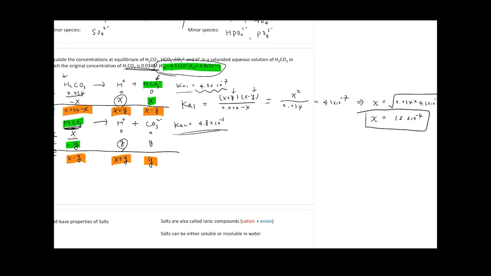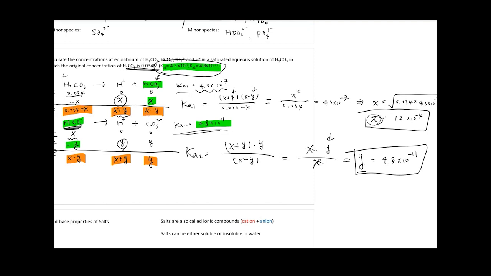You can do the same thing for your Ka2, right? Because now your Ka2 is going to equal (x plus y) times y divided by (x minus y). What is the value of Ka2? You should see that it's 4.8 times 10 to the negative 11. Can we use the small x approximation here? Yes, because your y will be extremely small. Therefore, this can be rewritten as x times y divided by x, so the x cancels out, and then you can just solve for your y. So your y is going to equal 4.8 times 10 to the negative 11, because your x is way bigger than your y, so x plus y or x minus y is basically the same as your x.